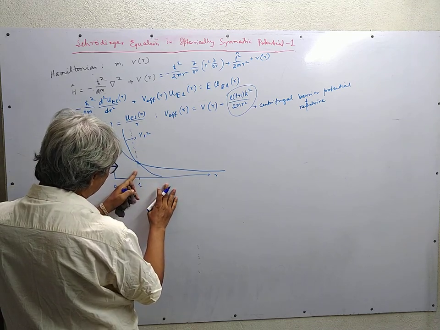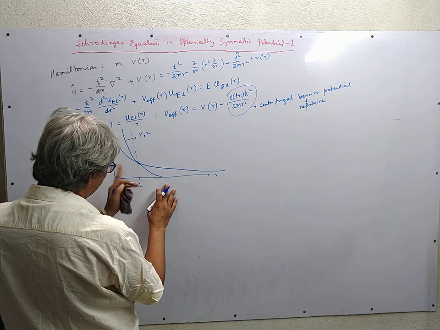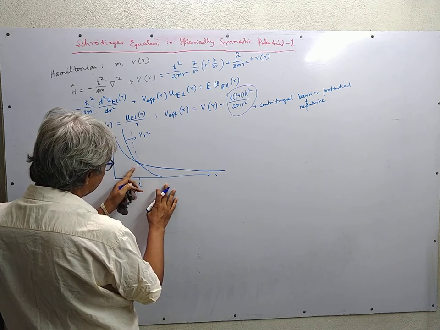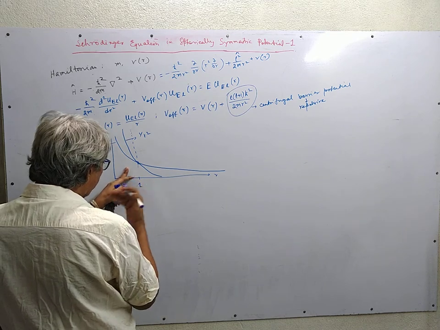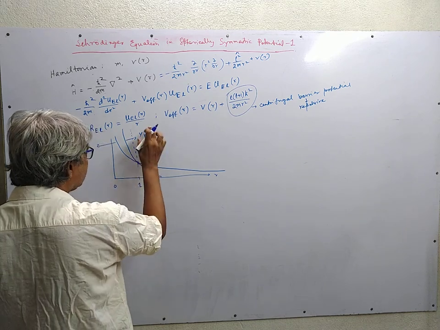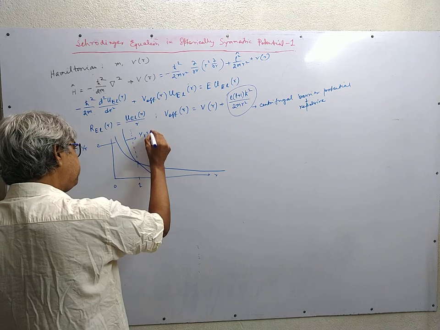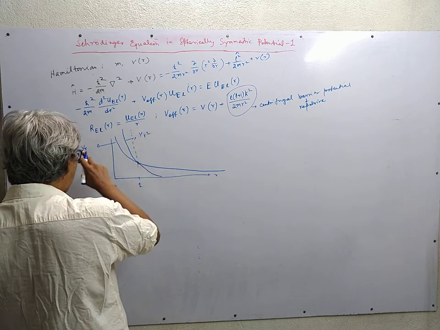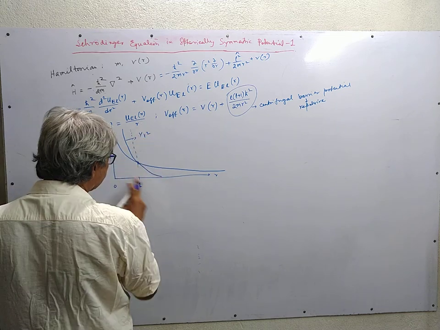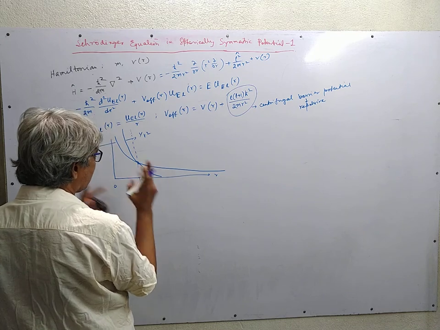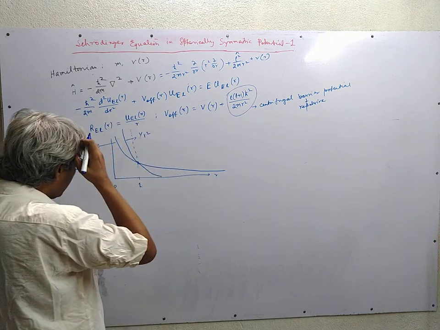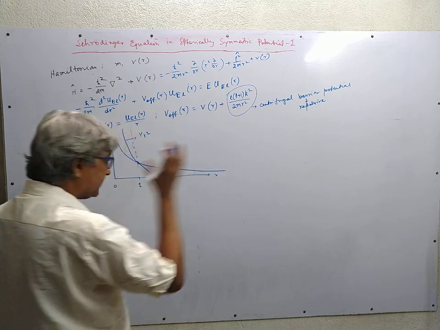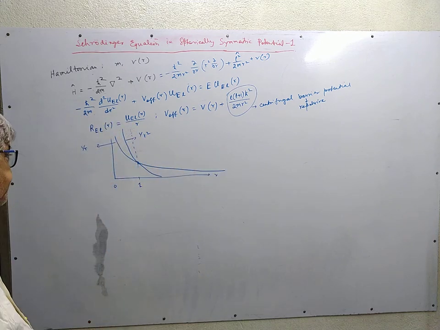At R is equal to 0, the 1 by R and 1 by R square potentials are the same. For R less than 1, it is greater in magnitude than this. But it is a short range potential. It dies off after a certain distance. It doesn't have the long range of the Coulomb potential.